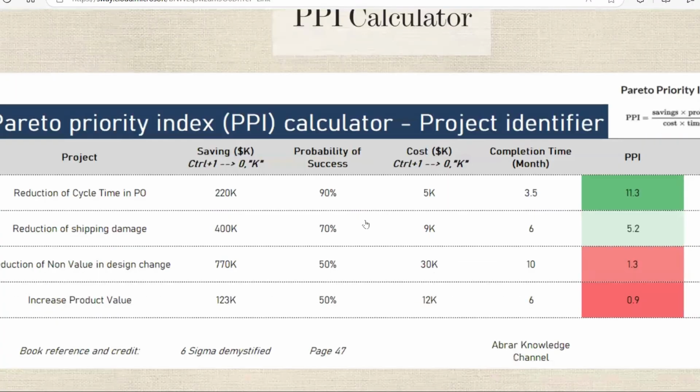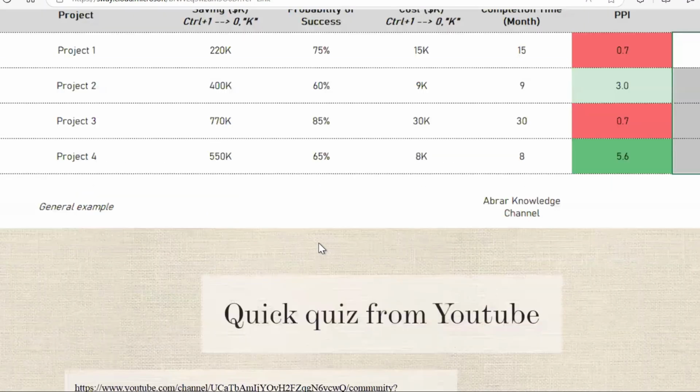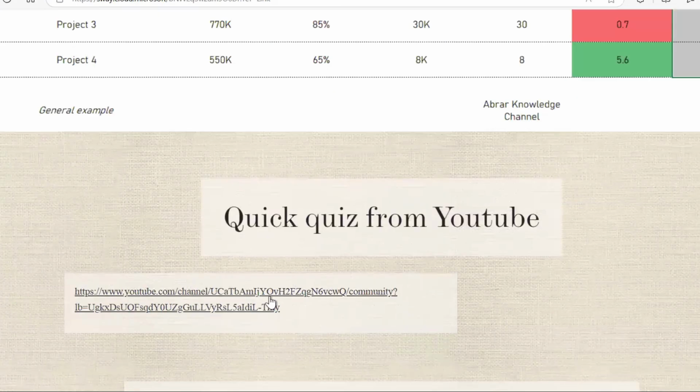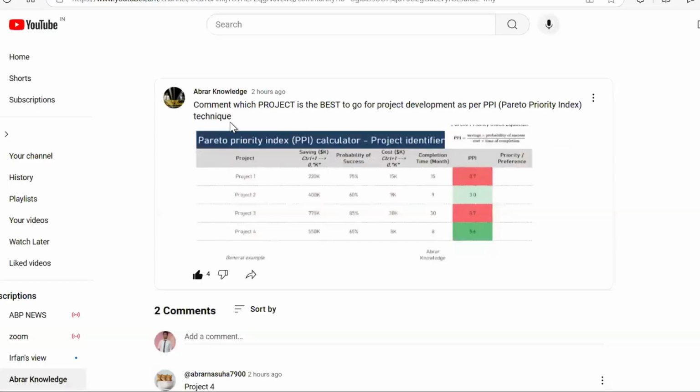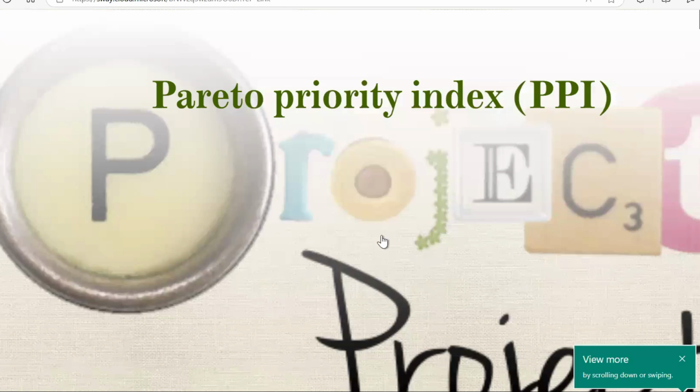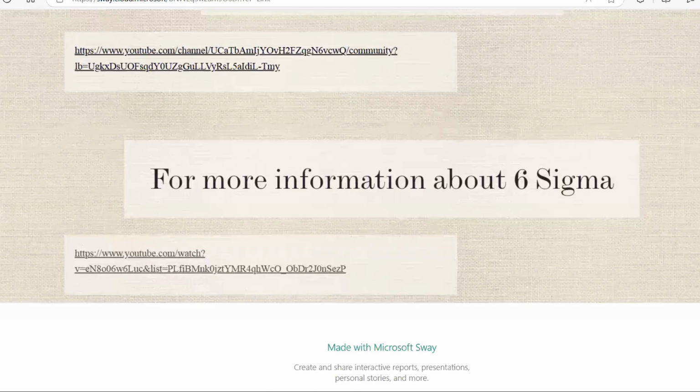This part we are going to learn directly from Excel, and then there is also a quiz that you have to take, and all you have to do is comment. For example, this is the quiz, and the same thing has been given there, and you have to figure out which project is good and why, from project one all the way to project four. And for more information you can also catch up on the playlist. Let's go back to Excel.